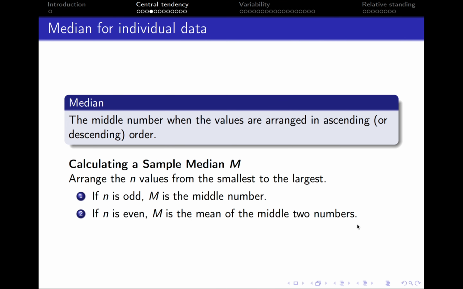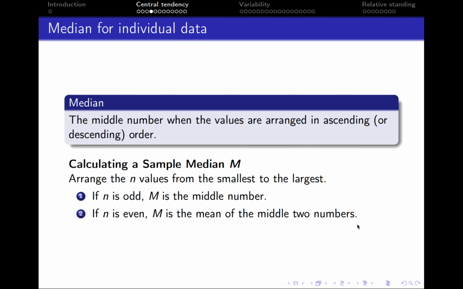The median is the middle number when the values are arranged in ascending or descending order. So this is the value that we take from the middle of the data set. And before we take this value, we need to put the numbers starting from the lowest and ending with the biggest. To calculate a sample median, we need to do the following. As I said, we arrange the values from the smallest to the largest. And if the number of observations is odd, the median will be just the middle number.